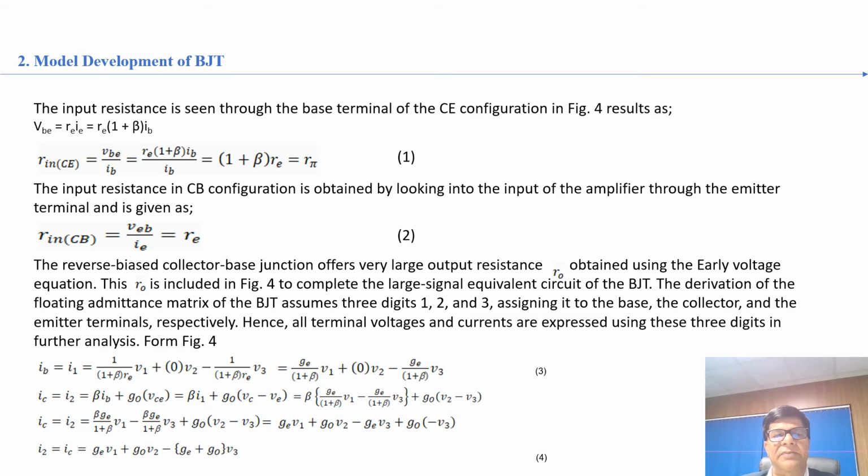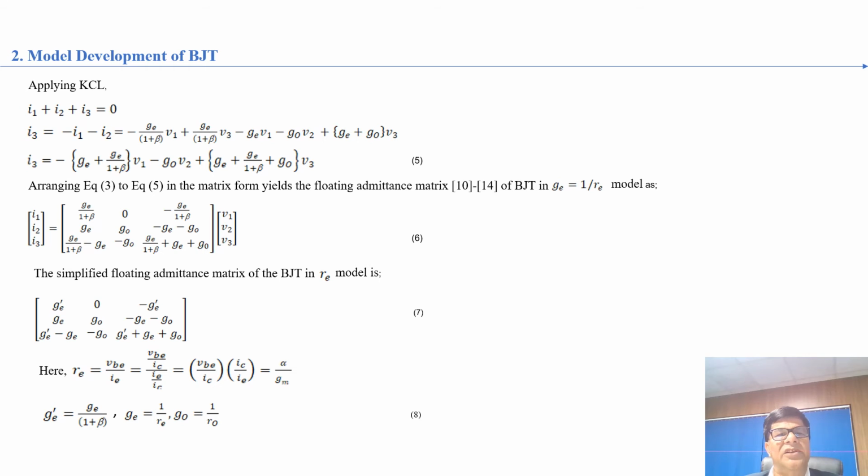The derivation of the floating admittance matrix of the BJT assumes 3 digits, 1, 2 and 3, assigning them to the base, collector and emitter terminals respectively. Hence, all terminal voltages and currents are expressed using these 3 digits in further analysis from figure 4. As we can see, IB, that is equal to I1, is in equation 3, then I2 is IC, which is in equation 4. Next, applying KCL, I1 plus I2 plus I3 equals 0, so I3 is equal to minus I1 minus I2, as given in equation number 5.